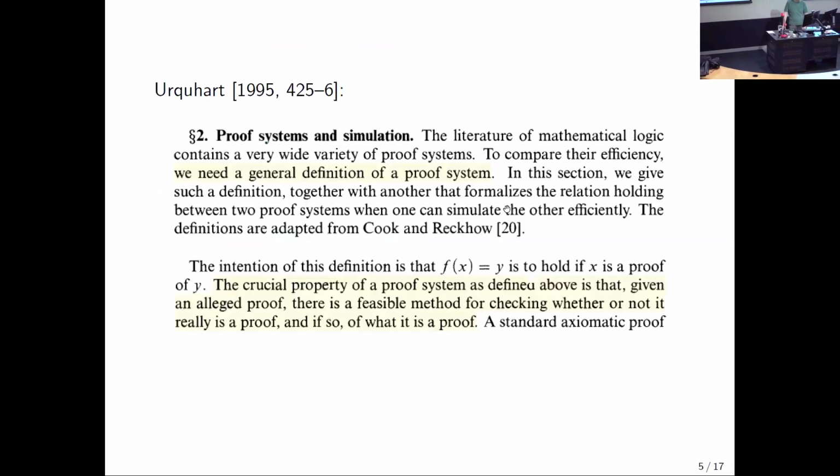You can find this idea in, for example, this article by Urquhart. It originally seems to come from some papers by Cook and Reckhow in the 70s. It says here, we need a general definition of a proof system. The crucial property of a proof system as defined above is that given an alleged proof, that's what I'm calling a proof candidate, there is a feasible method for checking whether or not it really is a proof of what it is alleged to be a proof of. So the method has to be not just effective, but feasible.